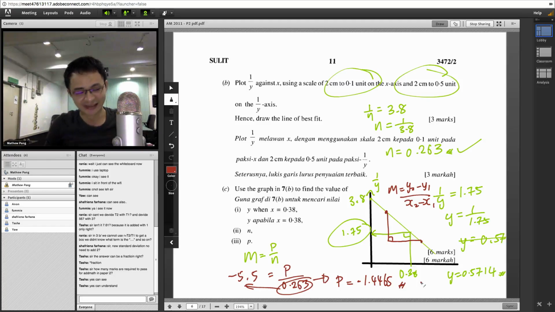So far so good. I hope you haven't fallen asleep. Actually linear law is very easy to get marks in. So you just need to make sure you can understand it.